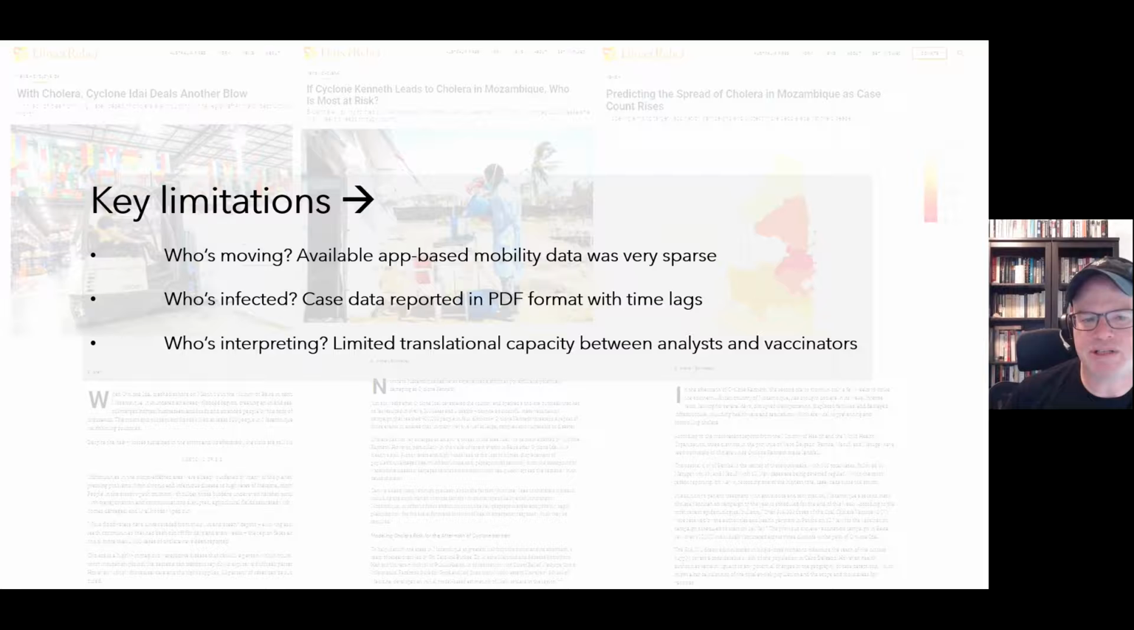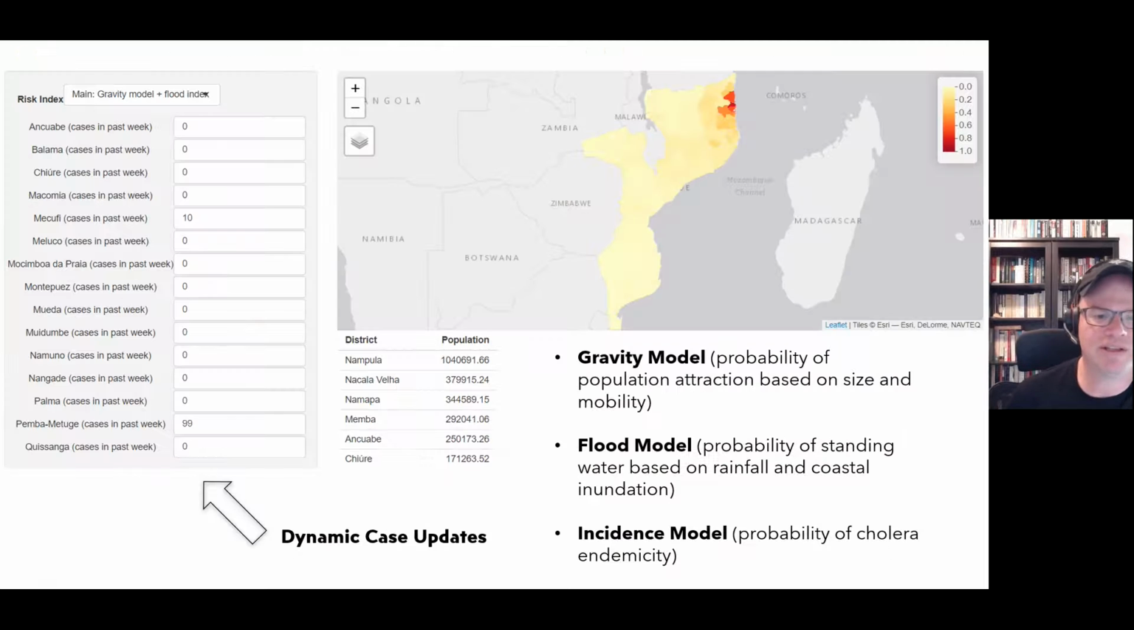The mobility piece in particular, we attempted to use Facebook disaster maps, which was based on user locations with the Facebook application. And this was very sparse outside of the major urban areas. So we had to then use a gravity model for probabilistic understanding of movement, based on the attraction of various population centers, integration then of a flood model and an incidence model based on what I was describing earlier.